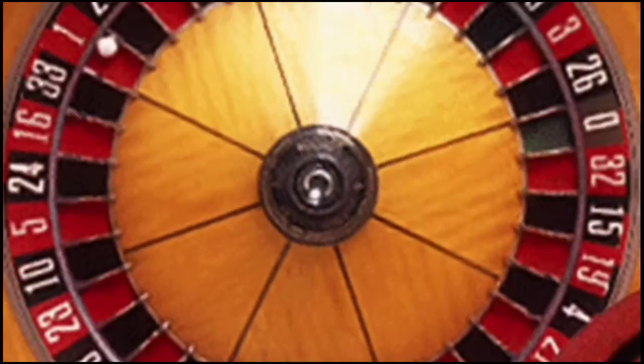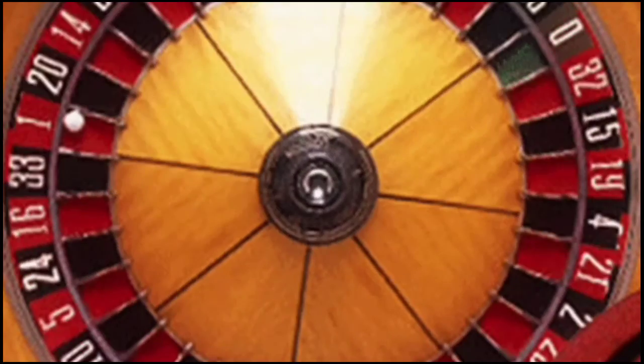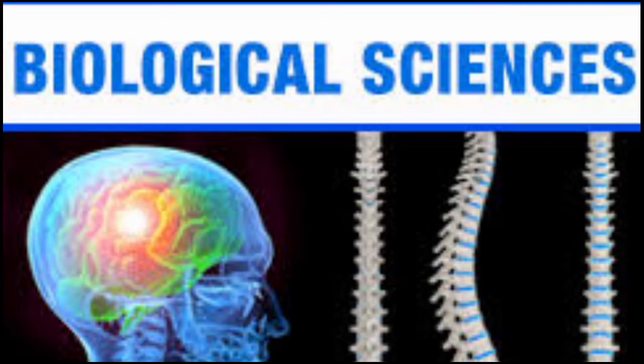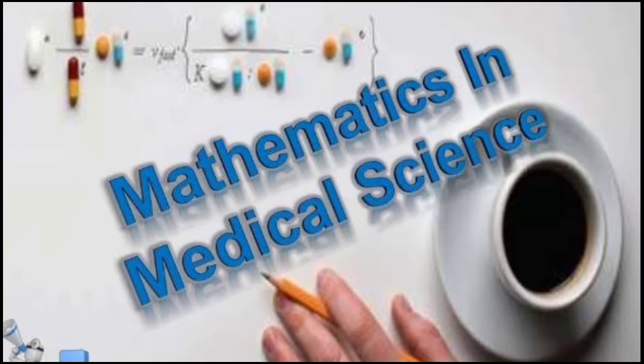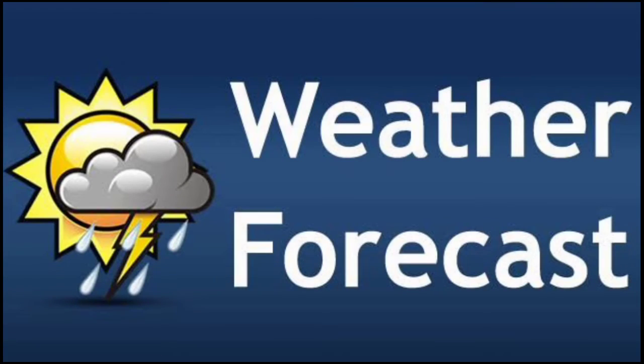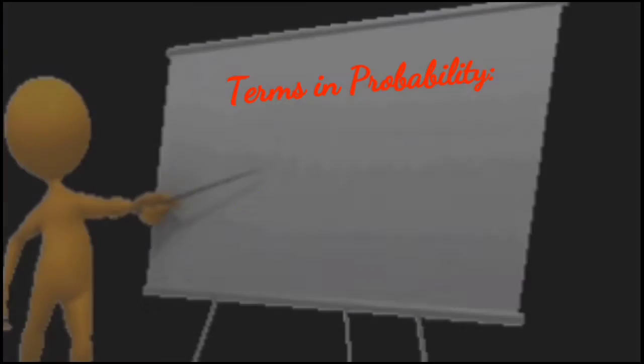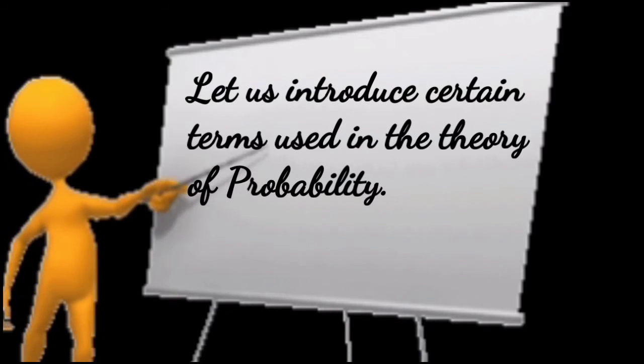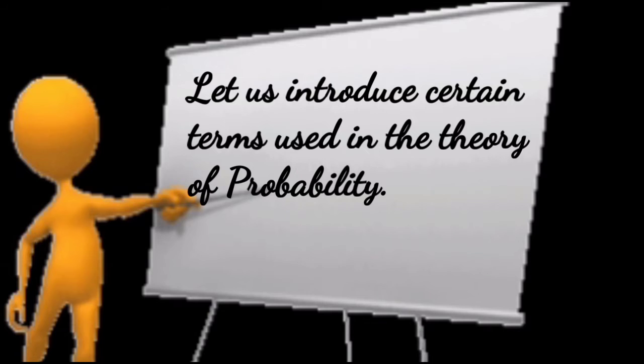Though probability started with gambling, but it has been used extensively in the field of physical sciences, commerce, biological sciences, medical sciences, weather forecasting, etc. Terms in probability. Let us introduce certain terms used in the theory of probability.